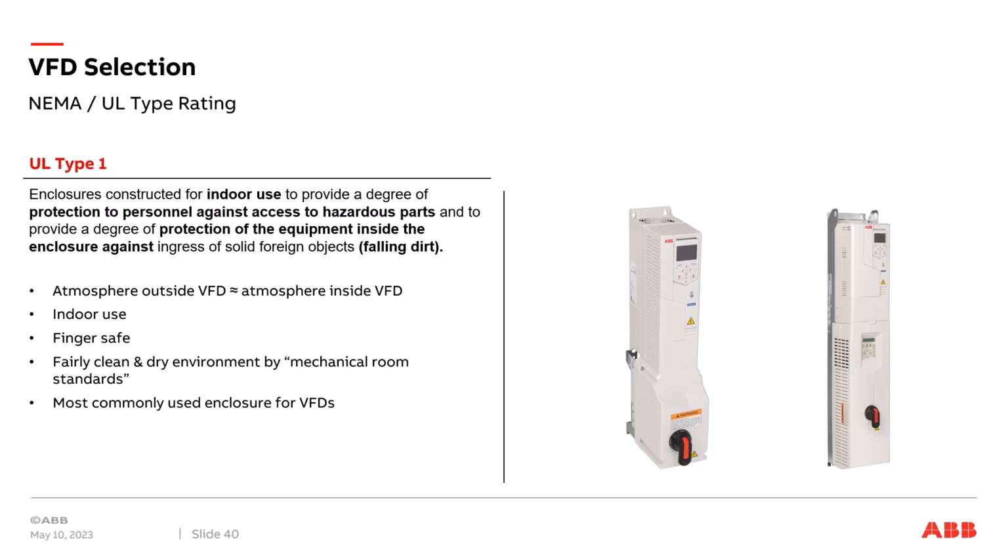This is like almost every device in your house. It's a Type 1 device. It's for fairly clean and dry environments, and most mechanical rooms are Type 1. And it's the most commonly used enclosure for VFDs and a lot of other things.